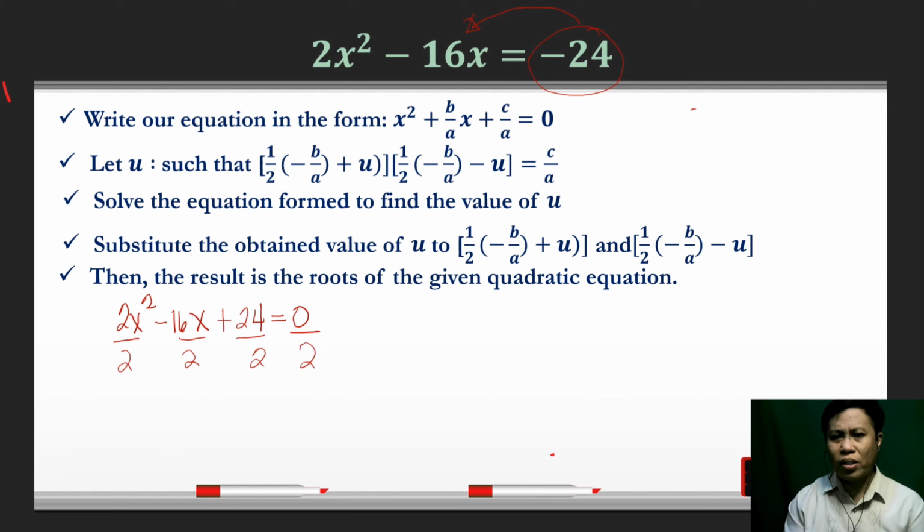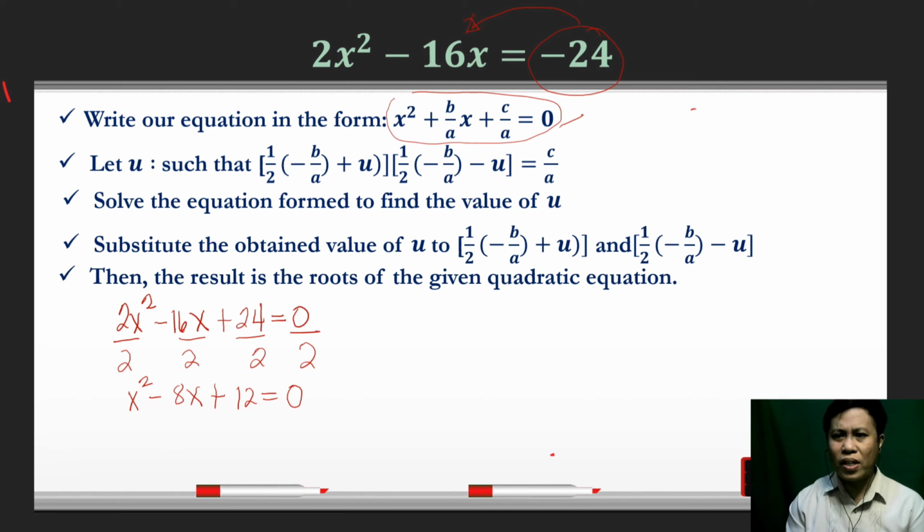So 2x squared divided by 2 is x squared. Negative 16x divided by 2 is negative 8x, plus 24 divided by 2 is 12, equals 0. So we write that now in this form. Okay, so x squared minus 8x plus 12 equals 0.